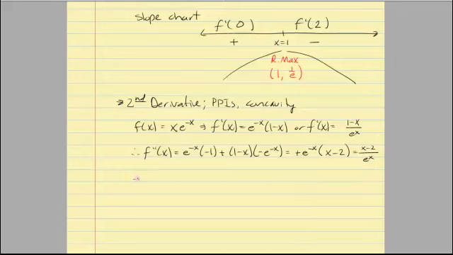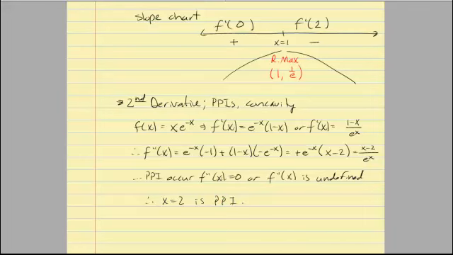Now possible points of inflection occur when the first derivative equals 0, or when the second derivative equals 0, or when the second derivative is undefined. Well, this fraction can't be undefined because the denominator can never equal 0. So I do have a critical number here where a possible point of inflection can occur, and that's at x equal 2. So x equal 2 is a possible point of inflection, PPI.